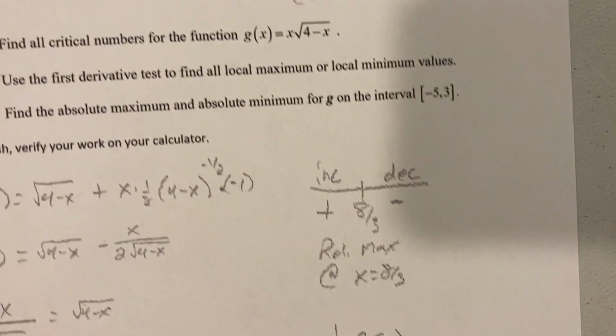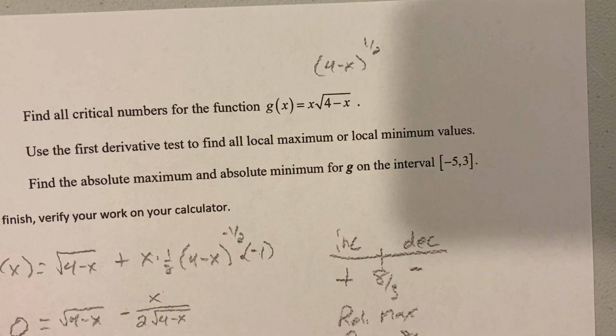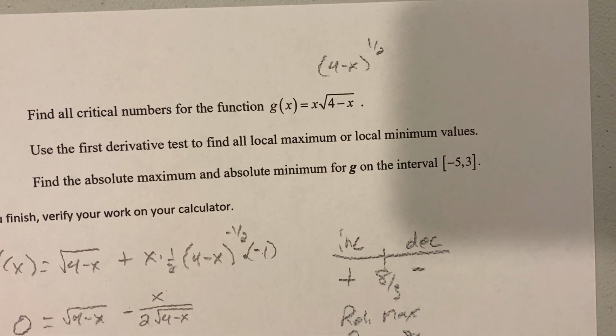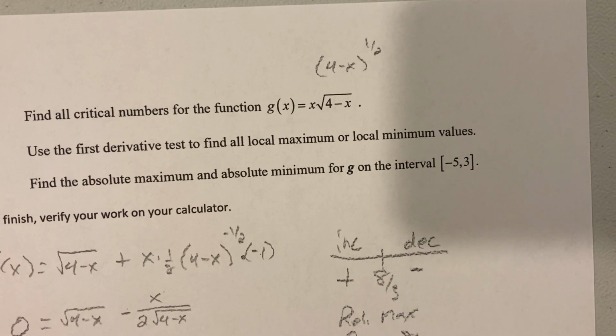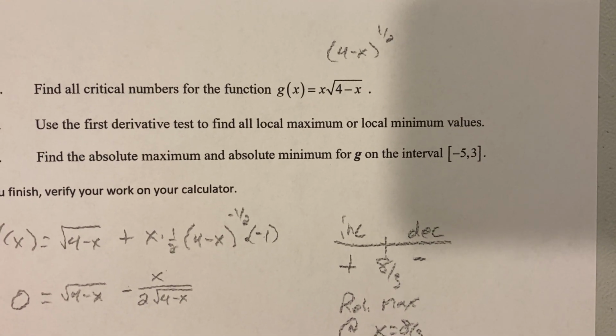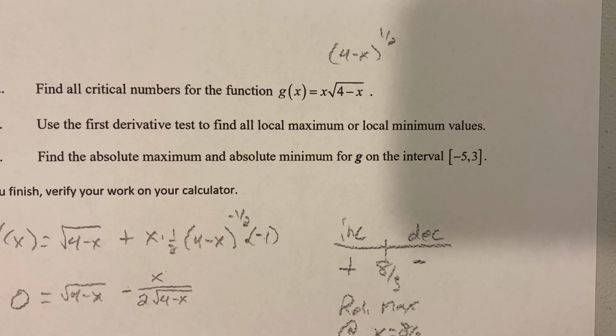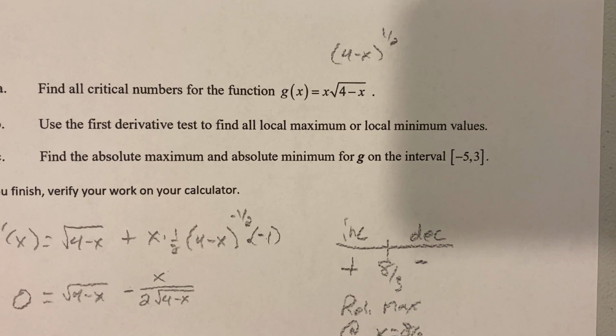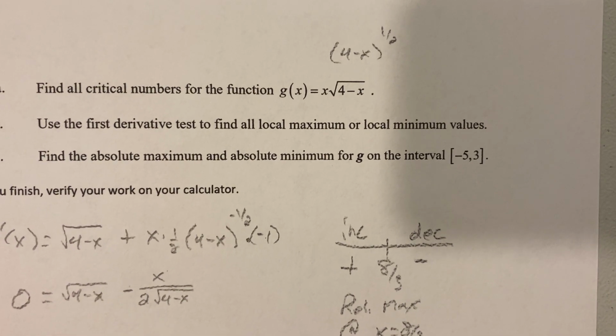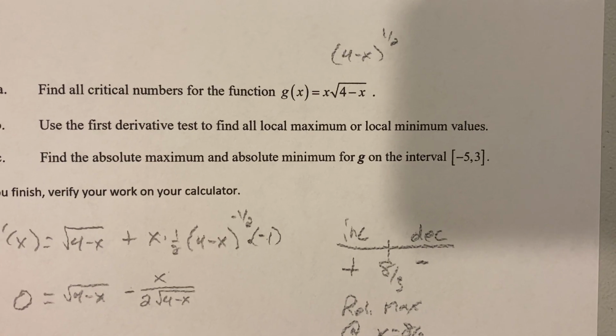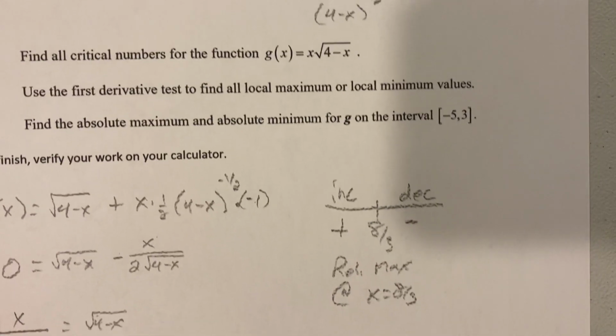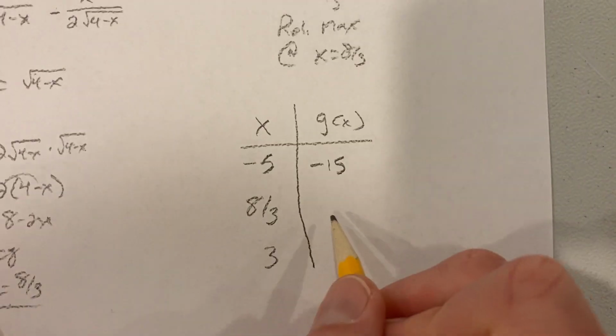All right, if I put 8/3 in here, I'm going to get 8/3 times the square root of 4 minus 8/3. Now that's not something I think they would ask you to do, so I'm just going to go ahead and do that. 8/3 times the square root of 4 minus 8/3 gives me 3.079. Okay.